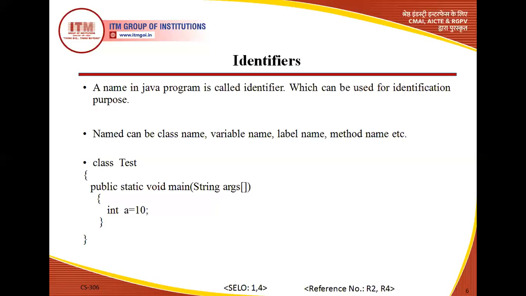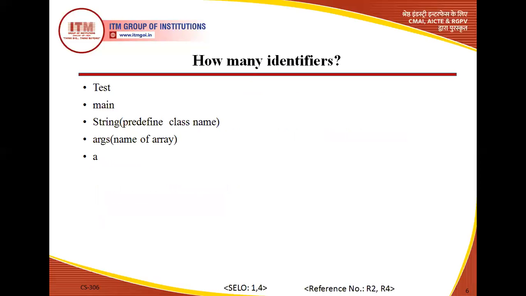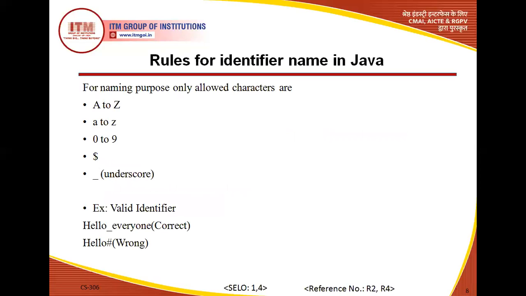It may be a class name, a method name, or anything that is used to identify. Clear? Now come to the next thing. There are some rules for identifier names in Java. The first and the most important rule is that every identifier only allows certain characters.